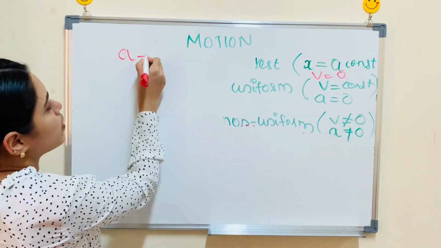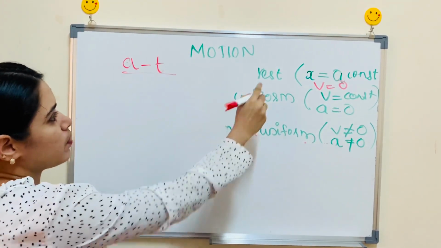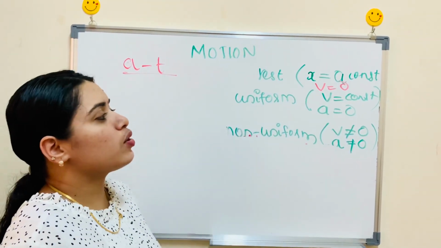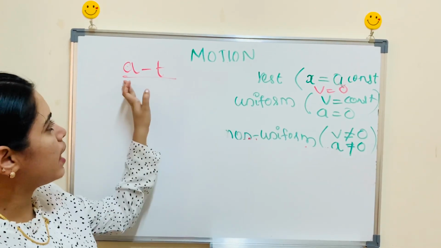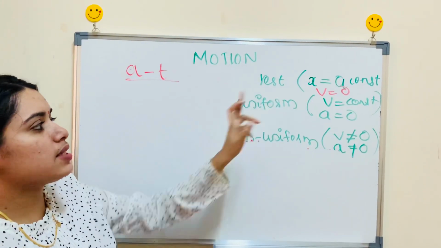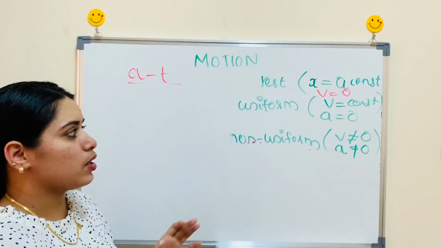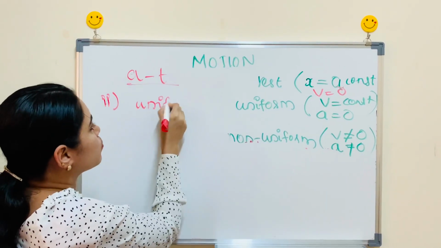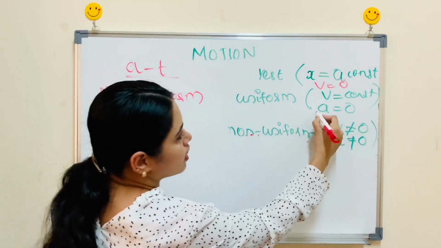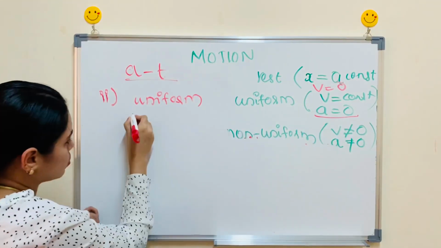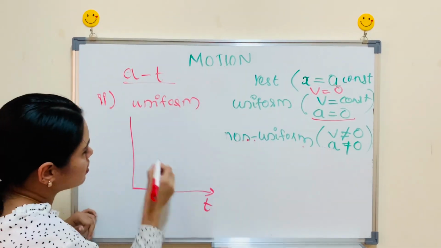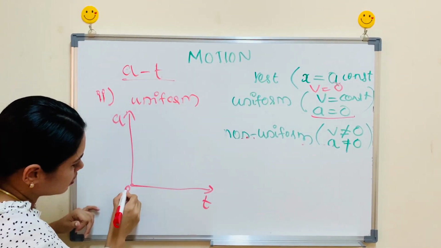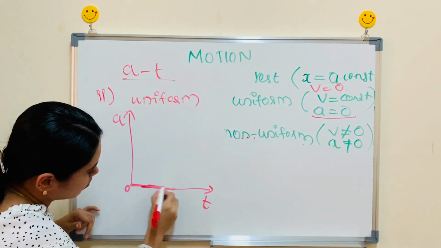Now the last one, the acceleration time graph. The first condition is rest. Here velocity is 0, so we are not drawing an acceleration time graph for this condition. And the second one is uniform motion. What is the condition here for acceleration? It is 0. So how can we draw this? It is time here and acceleration here. Acceleration is 0. So the graph is this.